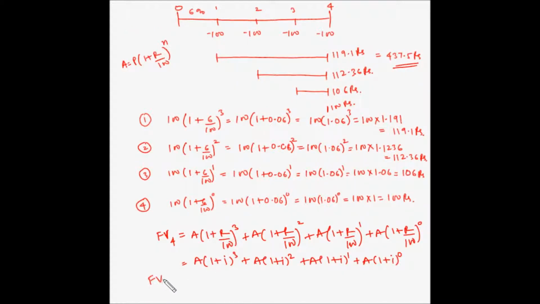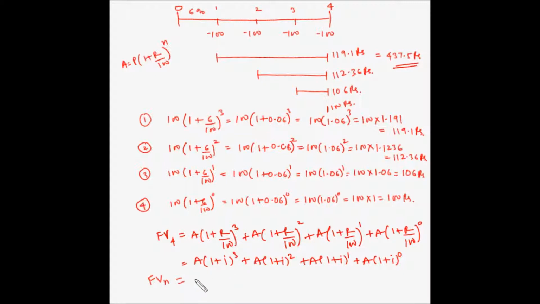So if it is an annuity for n number of years, what will this look like? The future value of an annuity at the end of n years will be equal to, so here we had the future value at the end of 4 years, and the formula was A into 1 plus i to the power 4 minus 1.